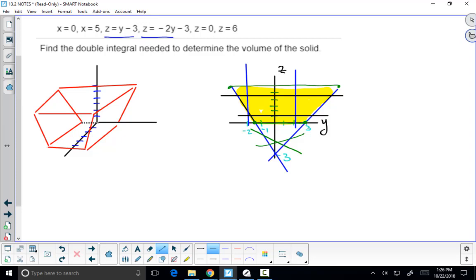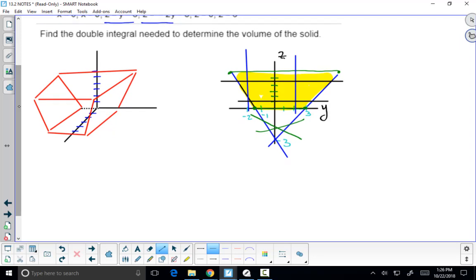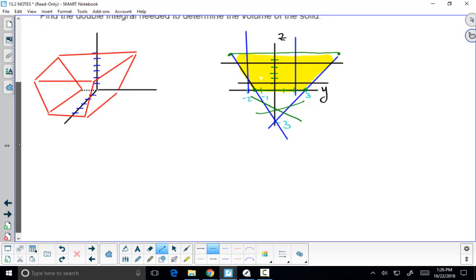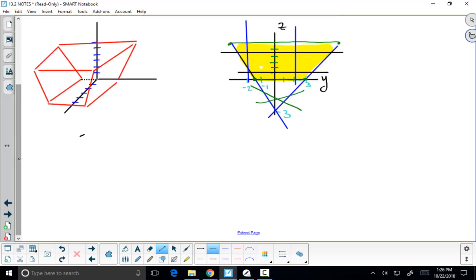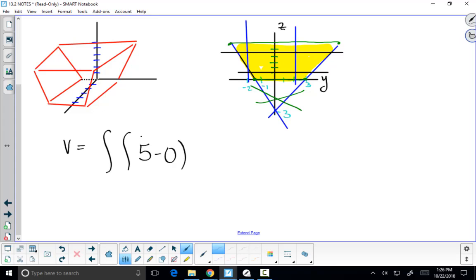So it's the same idea with surfaces. What surfaces do we want to use? Do we want to use front and back or left and right? Front and back? Sure. So if we use front and back, then we're going to go like this to figure out the volume. So we're going to do a double integral. The front surface was x equals 5. The back surface is x equals 0. So we're going to do 5 minus 0.